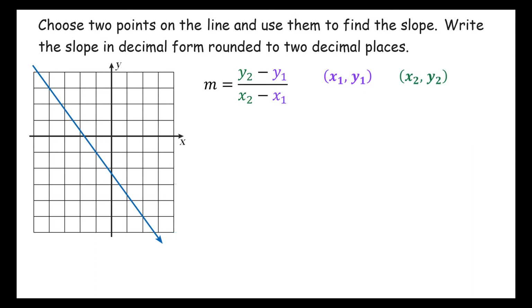While we can choose any 2 points on the line, it's easier to identify the x and y coordinates when the point is at the intersection of 2 grid lines. For example, here is a point at the intersection of 2 grid lines, and here's another one. Now we need to label the points with their respective x and y coordinates.